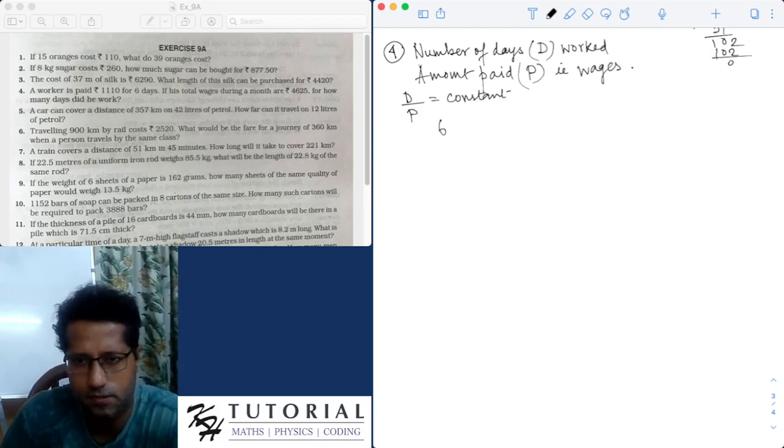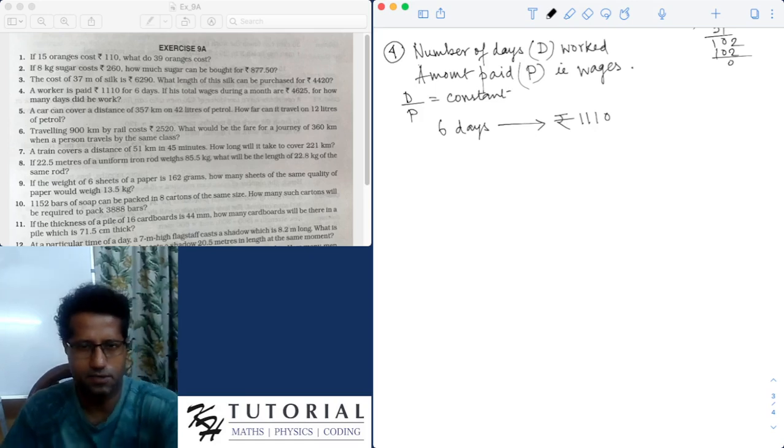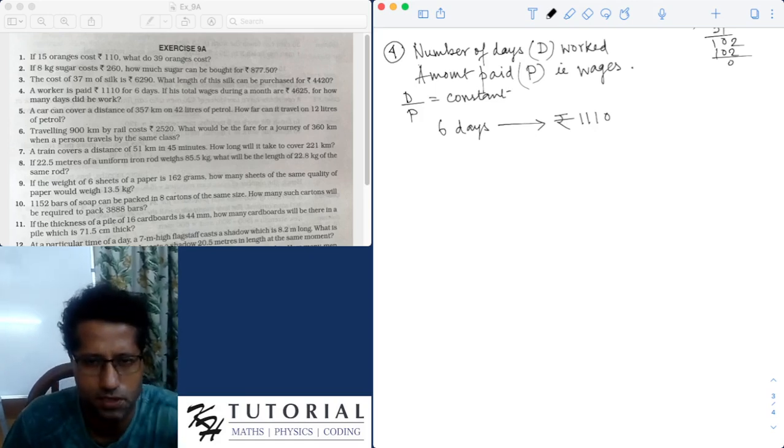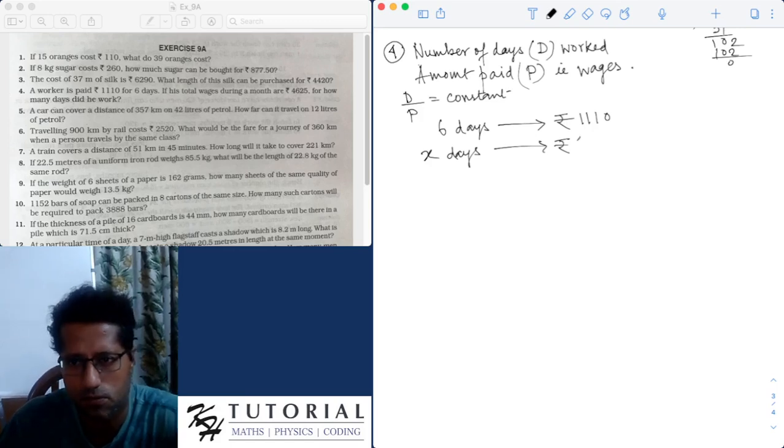So one fact is given, that the worker is paid rupees 1110 for 6 days. It is asking if his total wages during a month are rupees 4625, for how many days did he work? Let's say the worker has worked x days, for which he was paid rupees 4625.